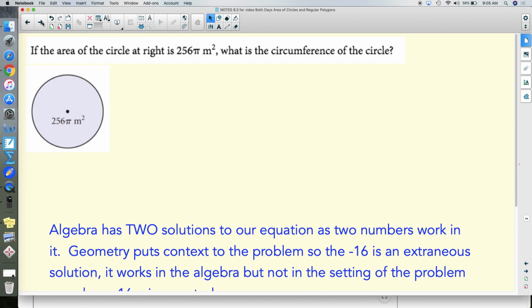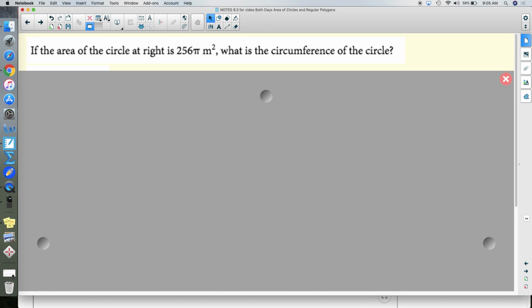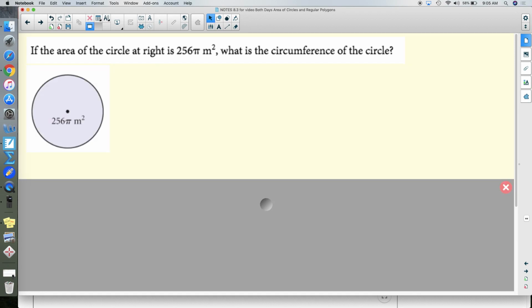So just one circle practice problem. If the area of the circle at the right is 256 pi square meters, what's the circumference? Ooh, so we were given area, and they would like us to find circumference. Well, to calculate circumference, I know I either need a diameter or I need the radius. So out of that area, I'm going to need to get whichever of those two lengths is easier to get. And from area of a circle, it's much easier to get radius.